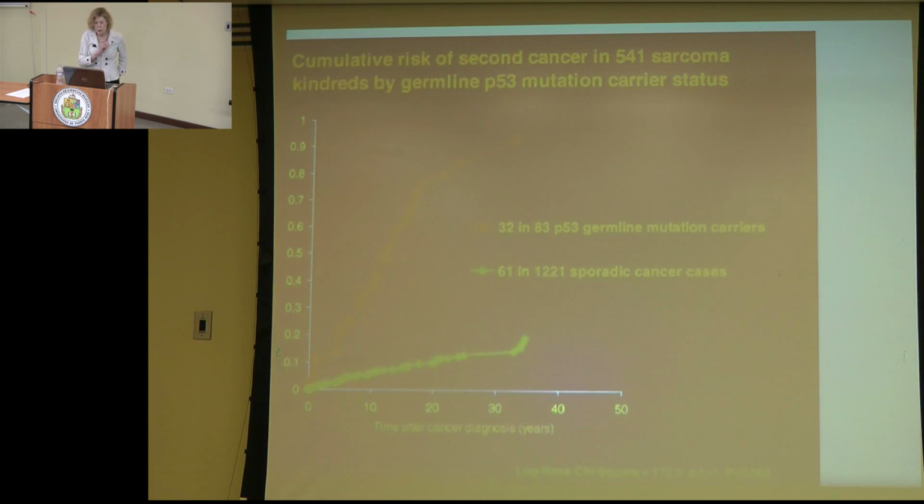But when you survive a childhood cancer and you've been treated with radiation or chemotherapy, we do know that both of those can be risk factors for additional cancers. And what this slide shows is the risk of a second cancer in over 500 sarcoma kindreds, including those with germline p53 mutations.